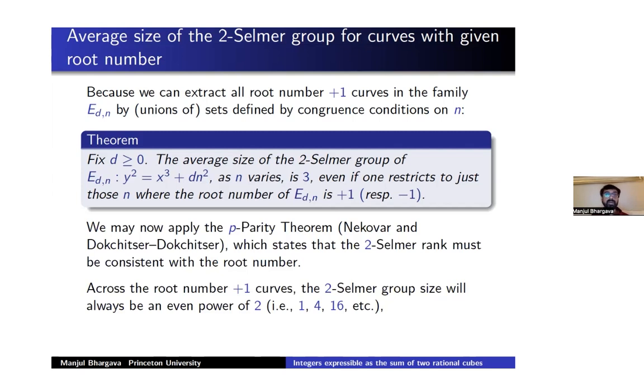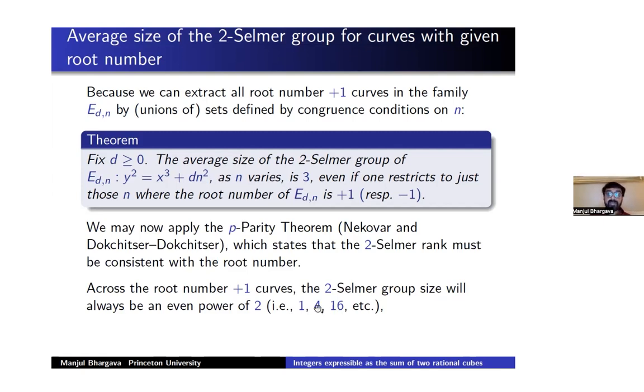So across the root number plus one curves, we know that the two Selmer group size has to be an even power of 2 by the p-parity theorem. So the two Selmer group size will, across the root number plus one curves in any cubic twist family, always be an even power of 2. That is 1, 4, 16, and so on. But the average size is 3.